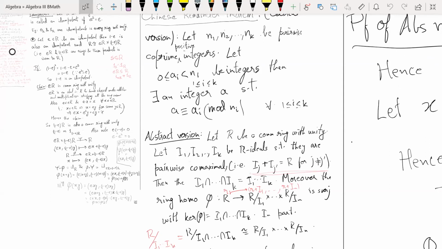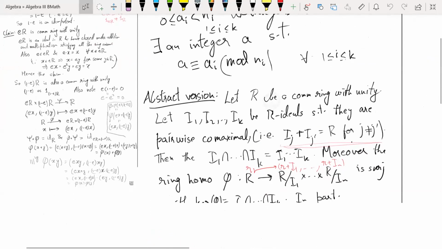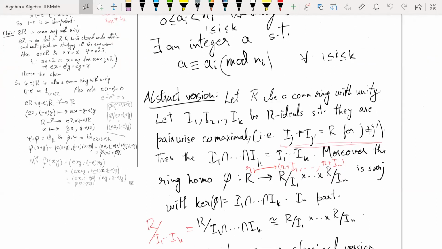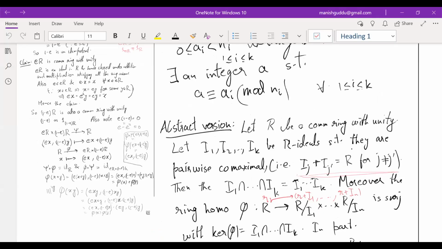So I'll let you ponder about it for a little bit, and take a 5 minute break, and then we will first show that the abstract version implies the classical version. So this you can think about, and then we will prove the abstract version. Okay, so let's take a 5 minute break.